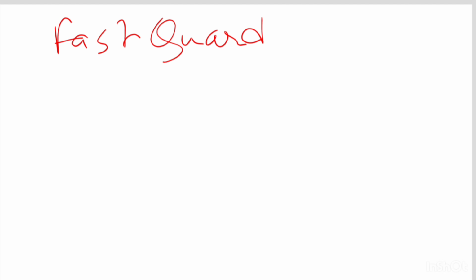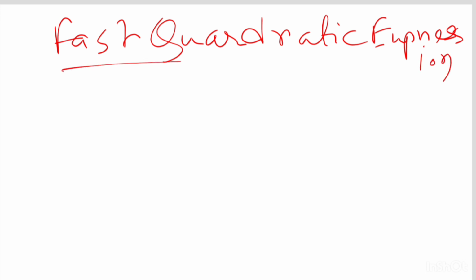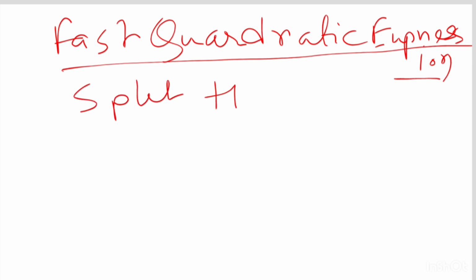Factorize a quadratic expression. Okay, that means split the middle term. So split the middle term into two numbers whose product is the last term, 6, and whose sum is the middle term, 5. Okay, let's see one example first.